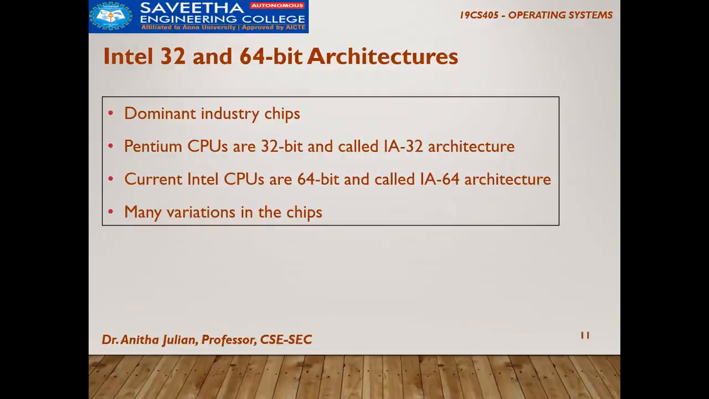We are continuing with unit 3, and in this particular lecture we will see the various architectures. We will see the 32-bit and 64-bit architectures, and how exactly these paging and segmentation concepts are covered. We will just review. So basically these are dominant industry chips, and Pentium CPUs are 32-bit, and that is called the IA32 architecture, and similarly 64-bit is called the IA64 architecture.